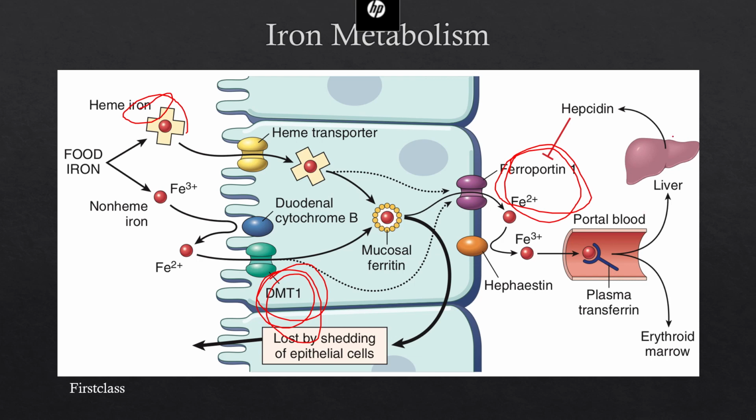Okay, we're going to talk about hepcidin a little later when we talk about anemia of chronic disease, so don't worry about that right now. But for this slide in metabolism, make sure, I would say, to memorize the name, the DMT1 and the ferroportin-1 transporters. Those are important for Step 1. They like to test on those.